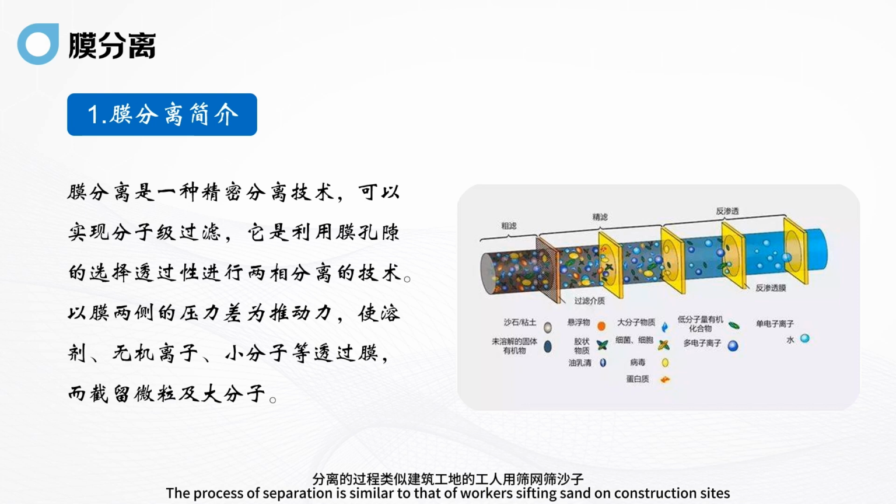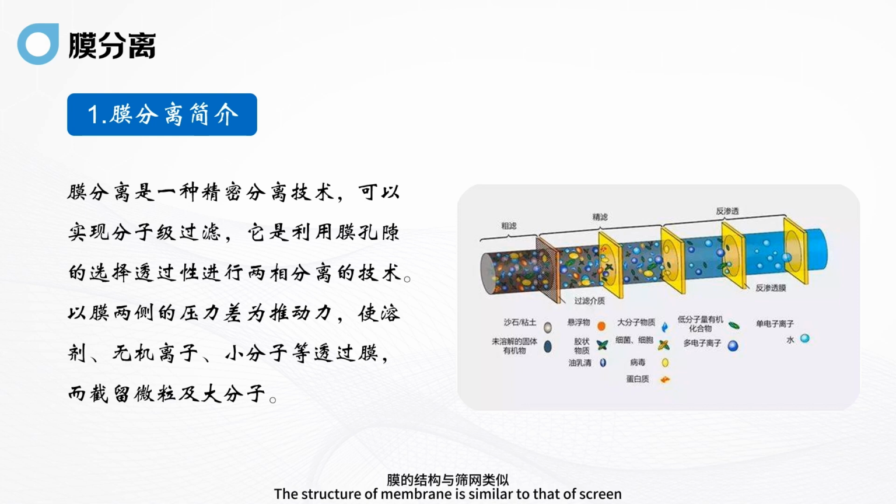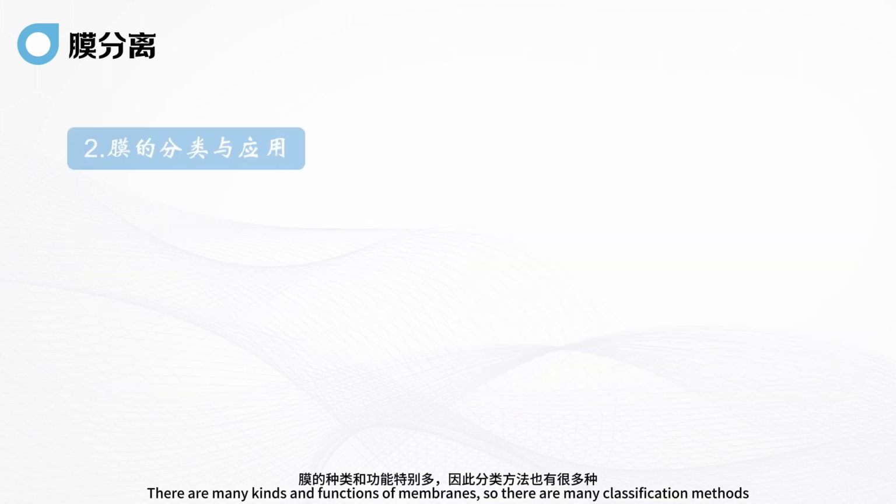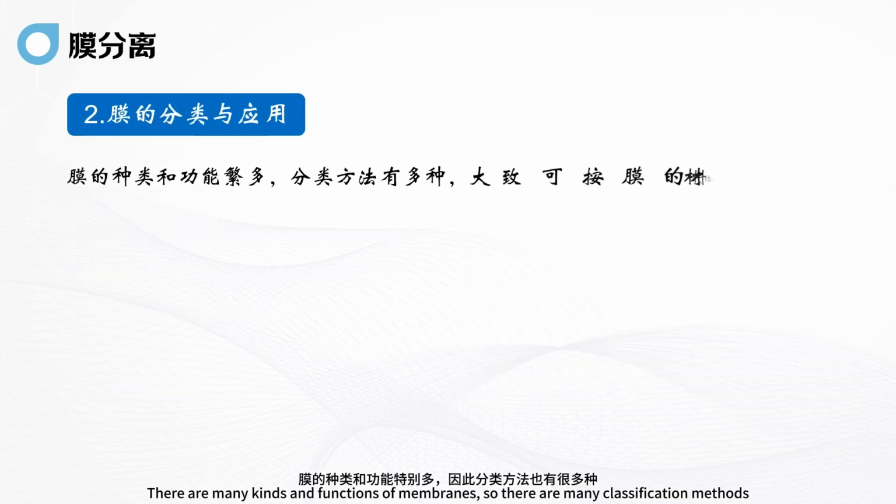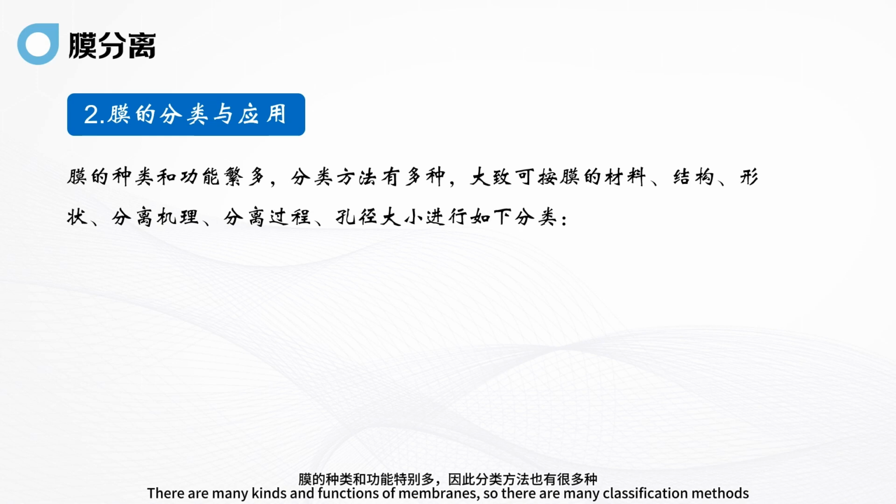The process of separation is similar to that of workers sifting sand on construction sites. Fine sand can pass through the mesh of the screen and fall into the sand bucket. The coarse sand is larger than the mesh and is intercepted by the mesh, so that fine sand and coarse sand are separated. The structure of membrane is similar to that of screen, but the membrane hole is much smaller than the screen. There are many kinds and functions of membranes, so there are many classification methods.